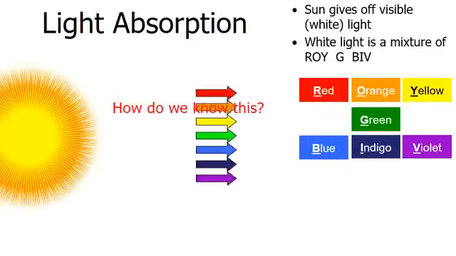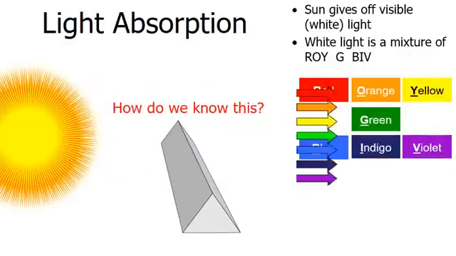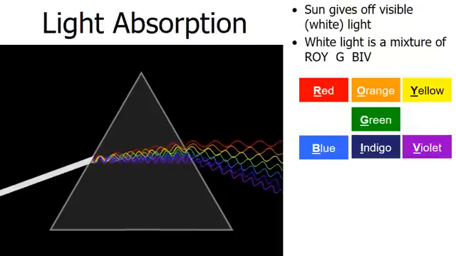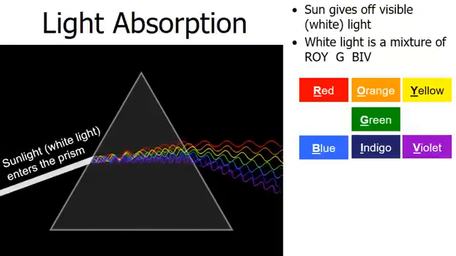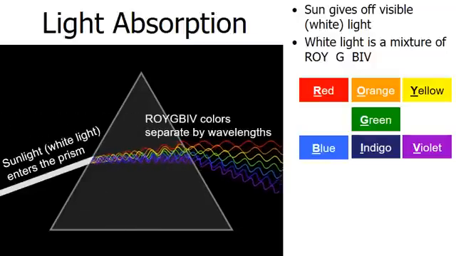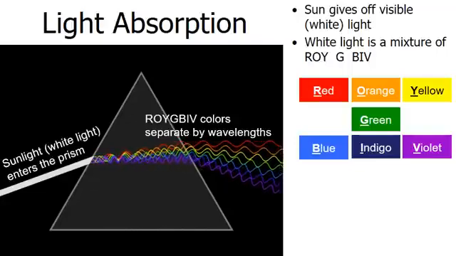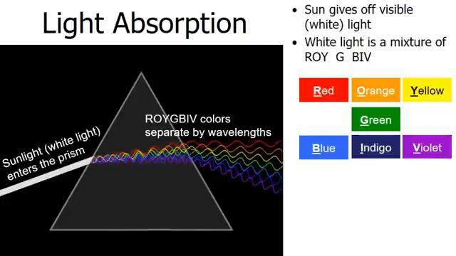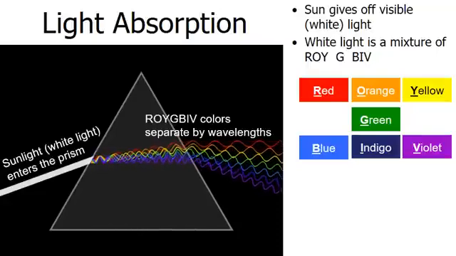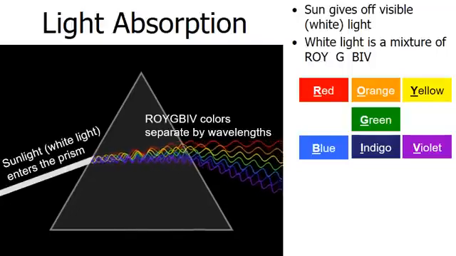Well, how do we know this? Because when you shine white light into a prism, a rainbow comes out the other end. Just like you can see in this animation. White light is entering from the left, and because of the curvature of the prism, Roy G. Biv, the colors of the rainbow, are coming out the other end. Notice how the wavelengths are different. Red has a longer wavelength, violet has a more narrow. And so this is how we know that white light is made from a mixture of these colors.